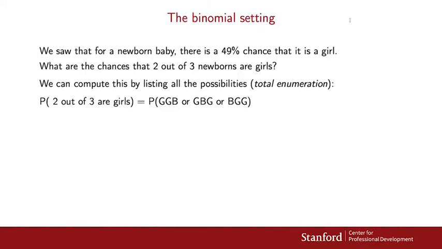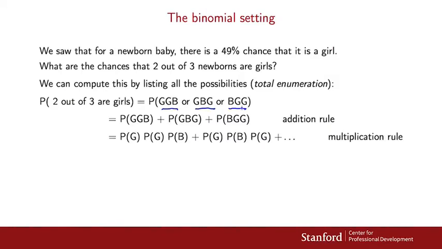So the probability that 2 out of 3 newborns are girls would be that we have a girl, another girl, and a boy, or we have a girl, a boy, and a girl, or a boy and a girl and a girl. Then we can simply add up these 3 terms because of the addition rule. Remember, for the addition rule, we required that the events are mutually exclusive, which they are. And finally, we can use the multiplication rule on each of these 3 probabilities because the 3 births are independent.